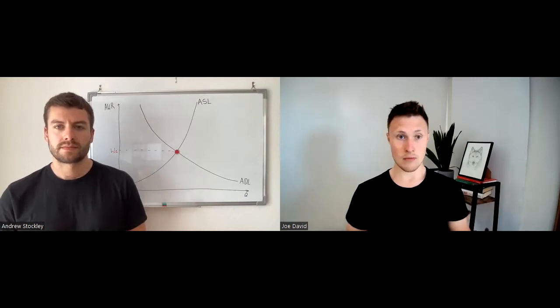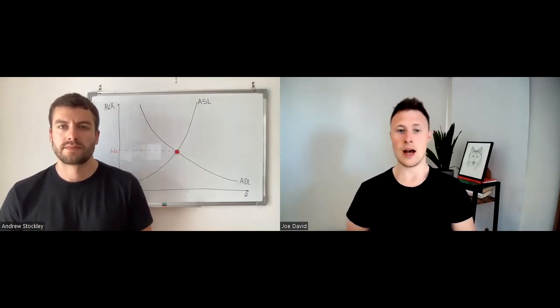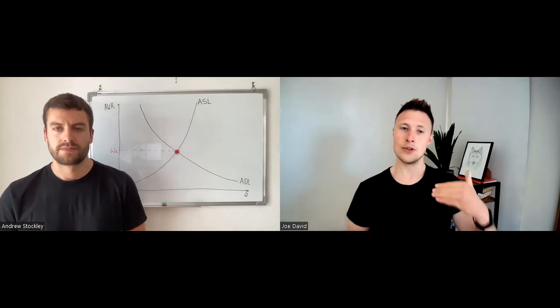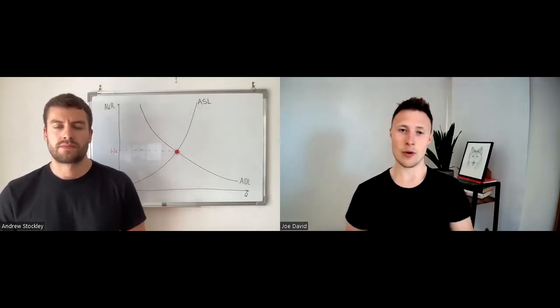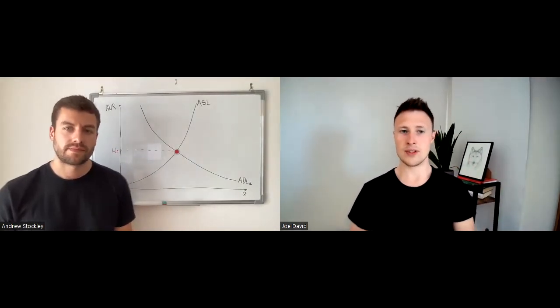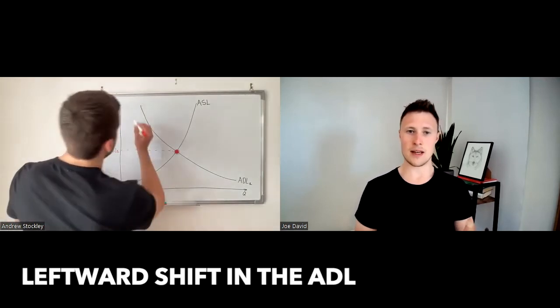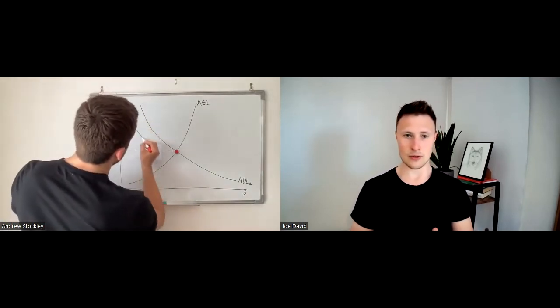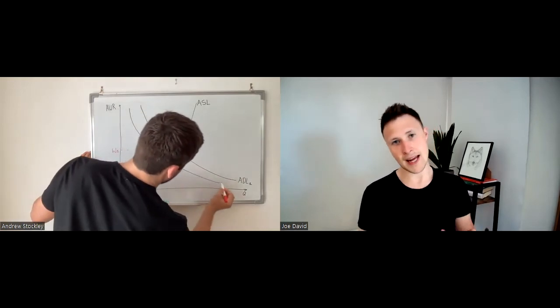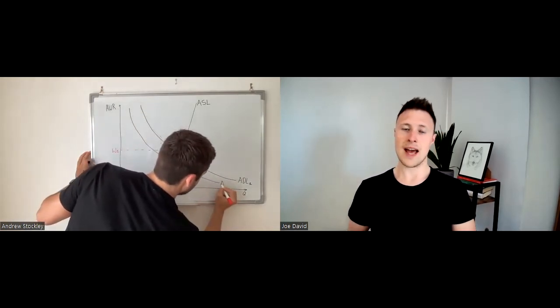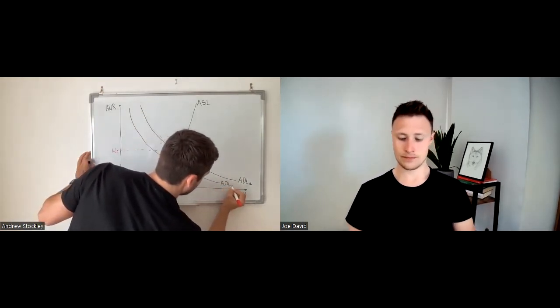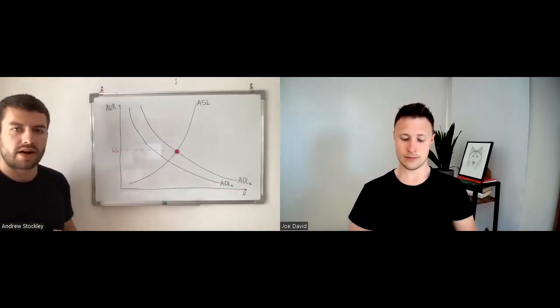So in the long term, they will eventually have to cut back on production and therefore reduce the amount of labour they employ. Because of this, we would see a leftward shift in the ADL curve, which is Andrew's drawing now. So it would move from ADL1 to ADL2, which you can see on the graph.